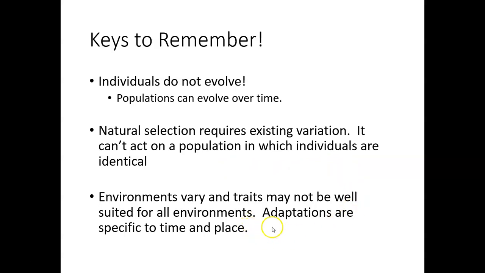Also, environments vary, and because of that, traits in one environment may not be well adapted for another environment. Also, environments can change over time, so at one point in time, a particular trait might be adaptive, but over time, if the environment changed, that trait that was adaptive in the past may actually be maladaptive in the future and may actually decrease fitness of the organism. So adaptations are specific to time and place.